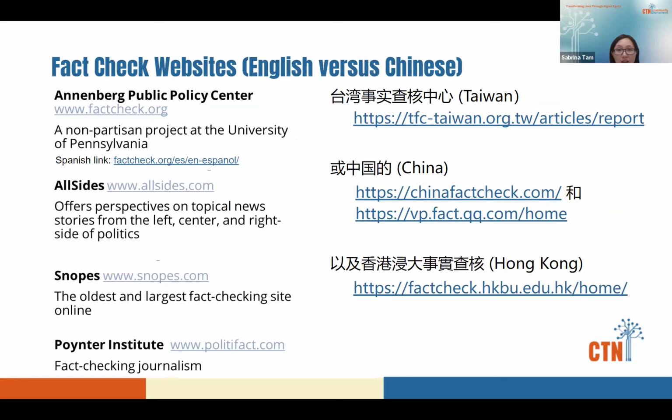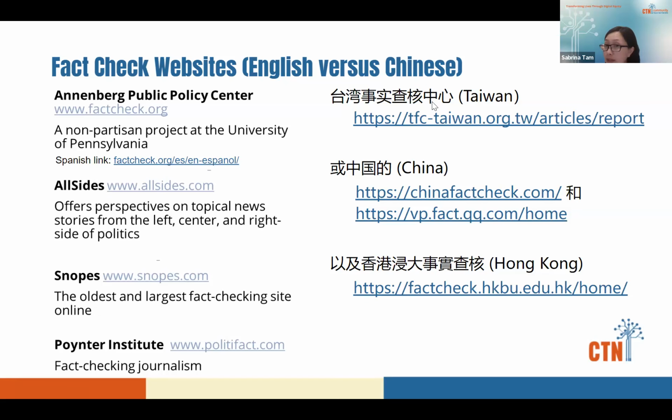This one is about fact check websites. When we teach media literacy, on the left, you see the website that we showed to our English-speaking learners, where or how they can check if this is fake news or not. A lot of them also provide an English, a Spanish version.